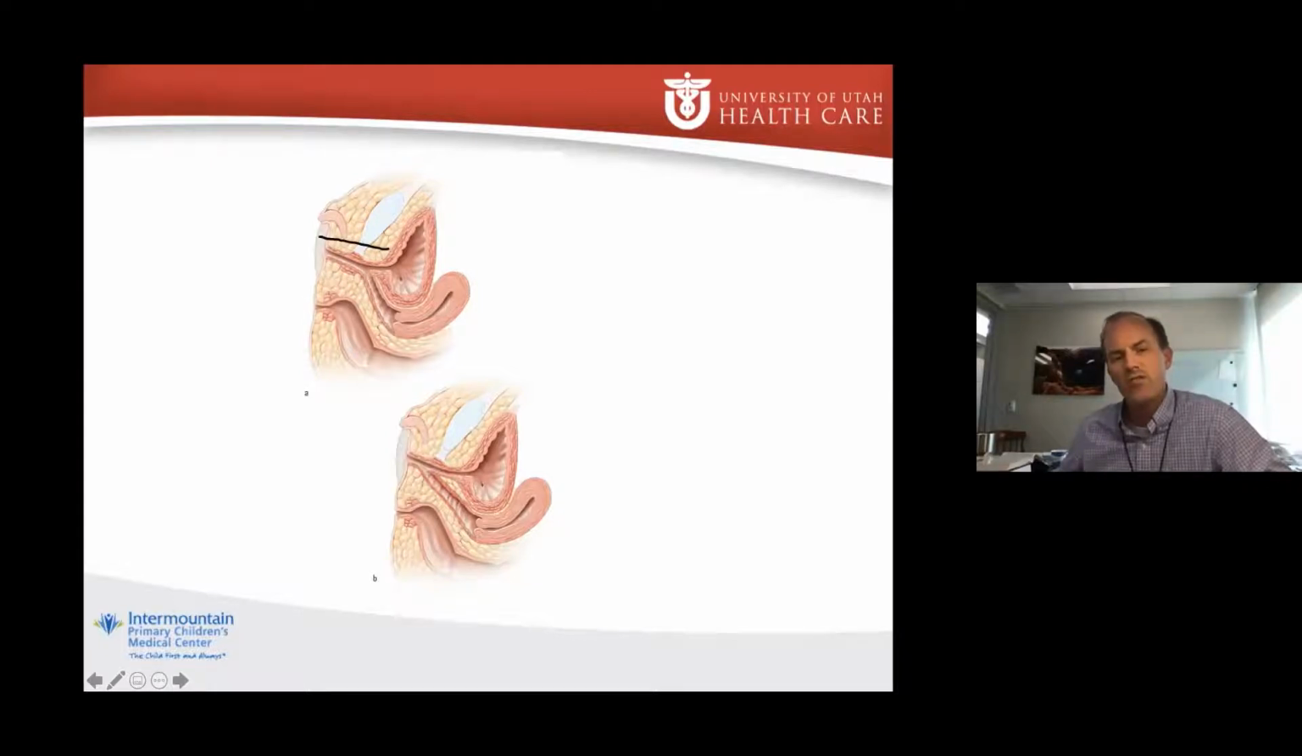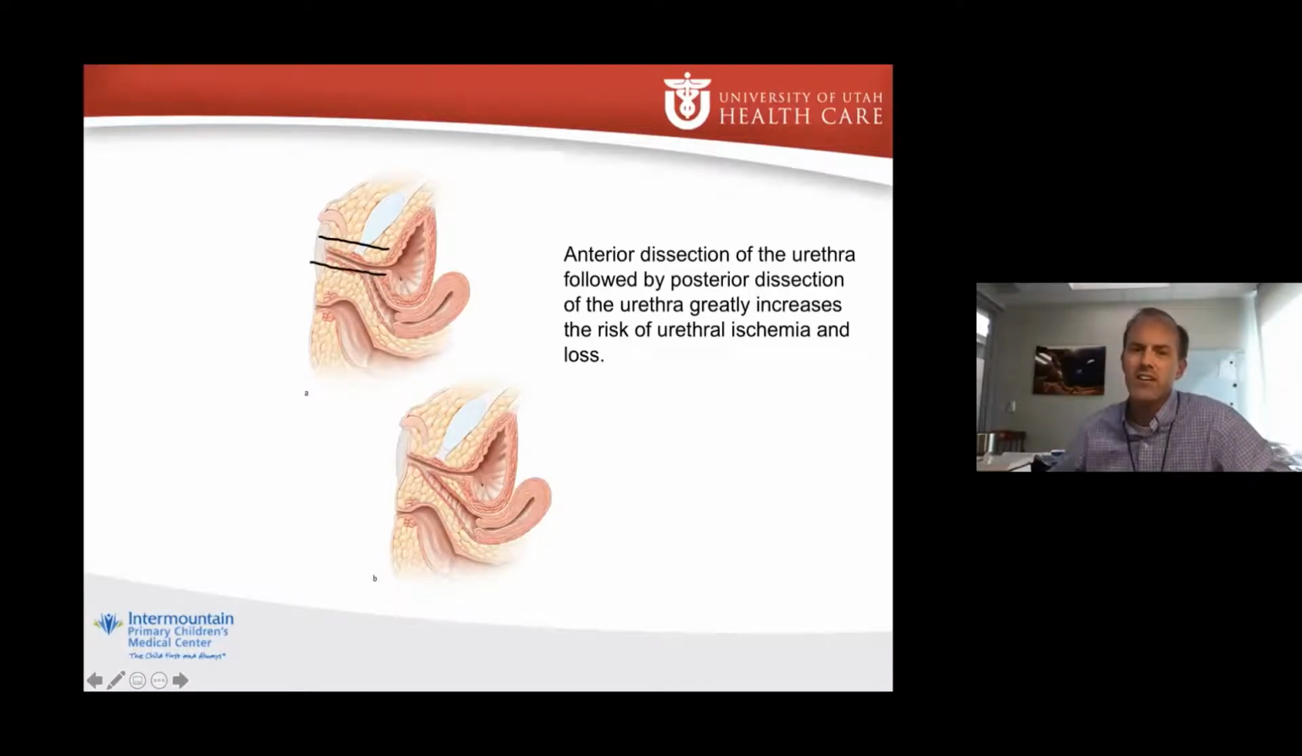So now you do this dissection along the posterior wall of the urethra as well, in order to salvage the issue. And what we find is that anterior dissection followed by posterior dissection of the urethra is going to cause ischemia, and you'll suffer urethral loss.